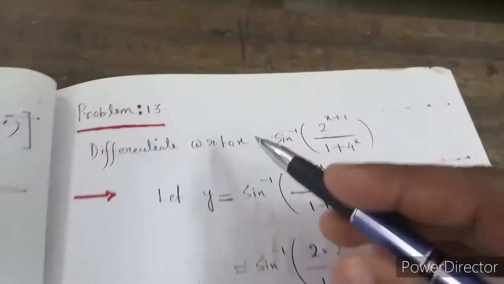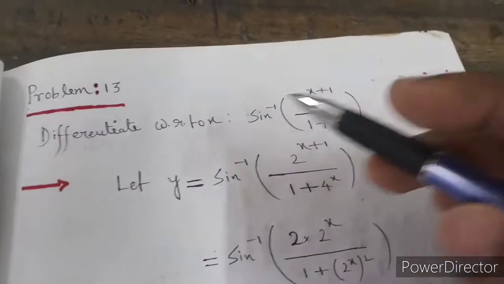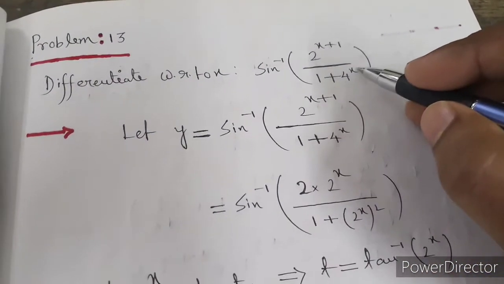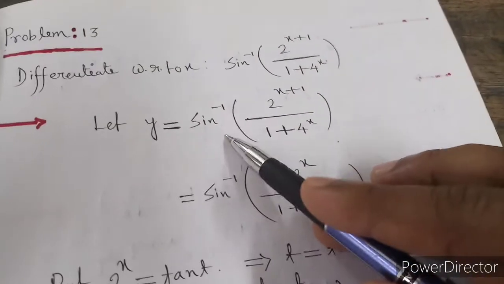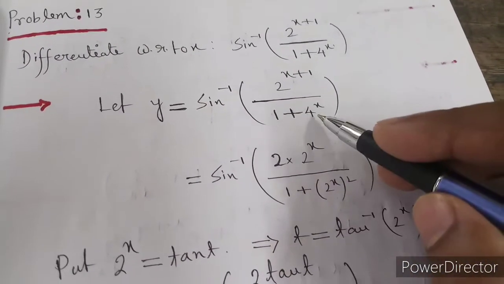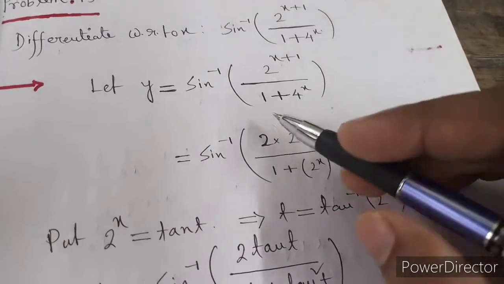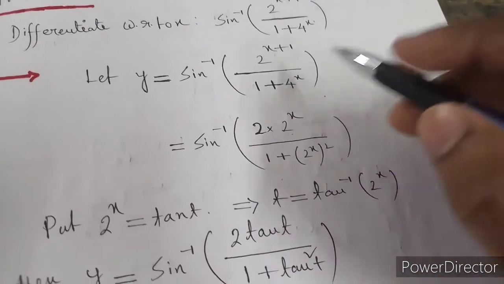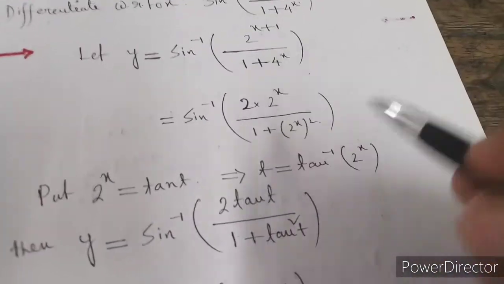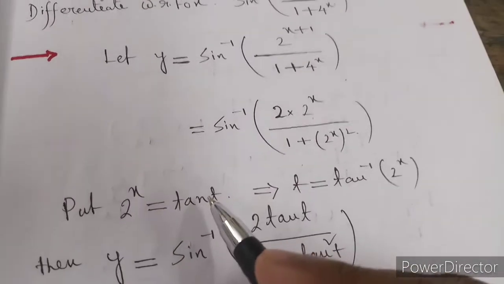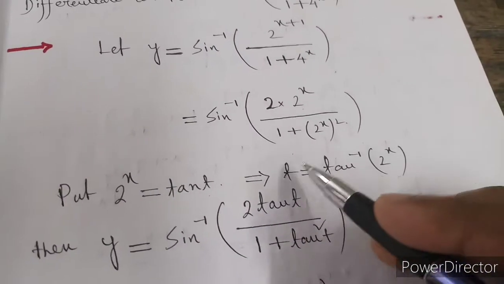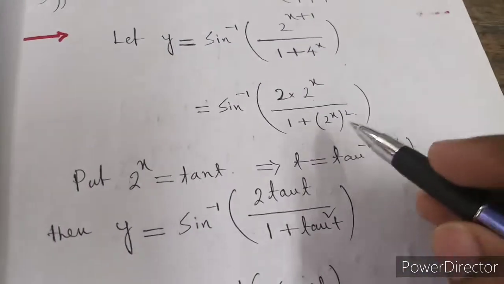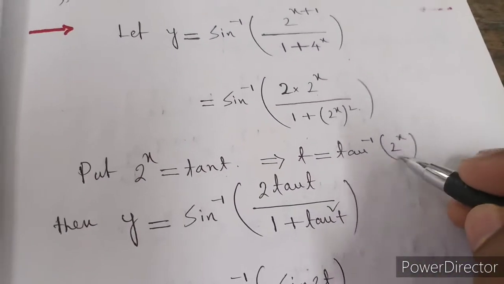So now next problem is differentiate with respect to x sin inverse of 2 to the power x plus 1 by 1 plus 4 to the power x. So y equals sin inverse 2 to the power x plus 1 by 1 plus 4 to the power x. 2 to the power x plus 1, can I write this one as 2 into 2 to the power x, and instead of 4 to the power x we write 2 to the power x whole to the power 2. So instead of 2 to the power x we substitute tan t, so 2 to the power x equals tan t we have to consider. So t should be tan inverse 2 to the power x.